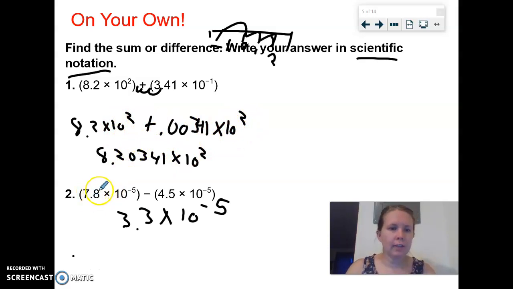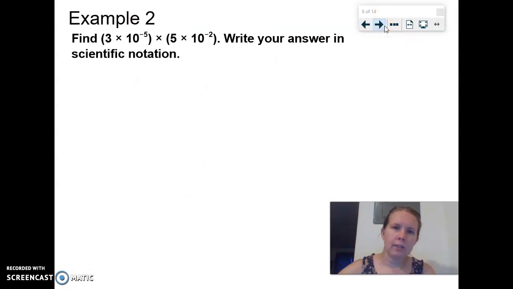2 is a lot easier. Again, you just have to subtract your constants. So I'm taking 7.8 minus 4.5. That's how I get my 3.3. And since the powers are the same, I didn't have to change them. It's just going to stay as a times 10 to the negative fifth. Okay? Let's keep rolling. We got lots to do in this lesson.